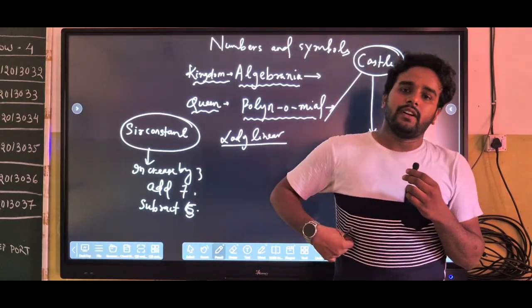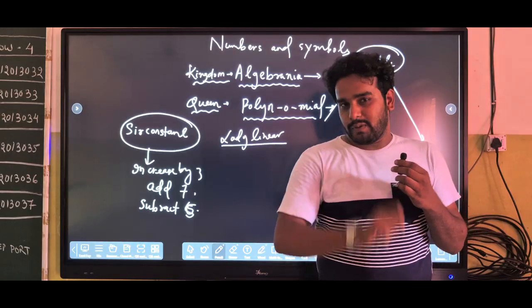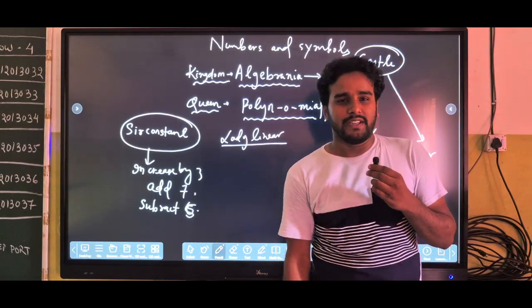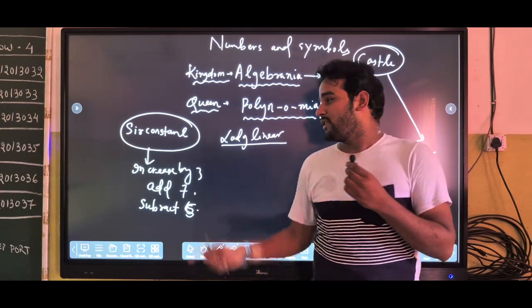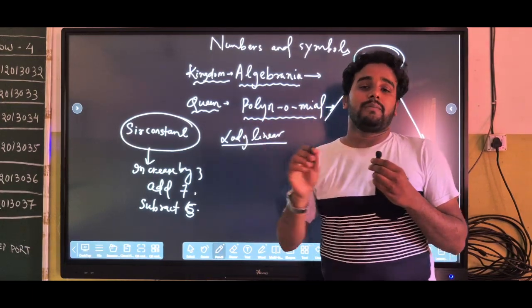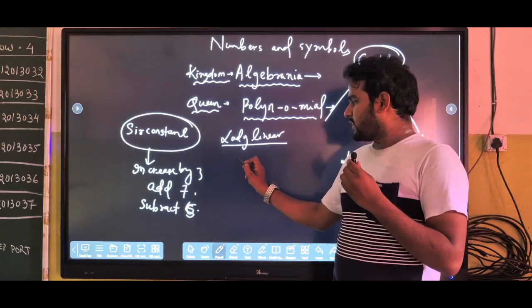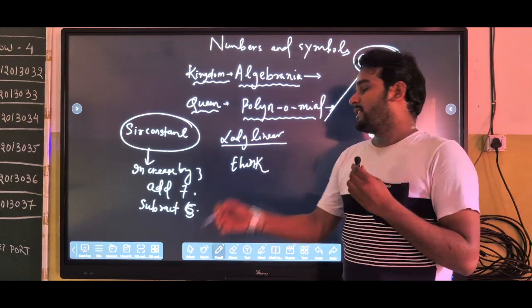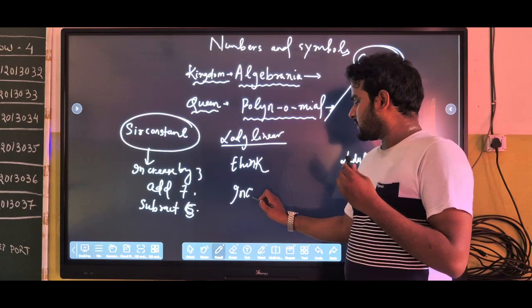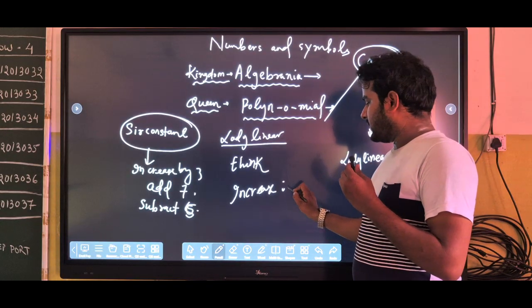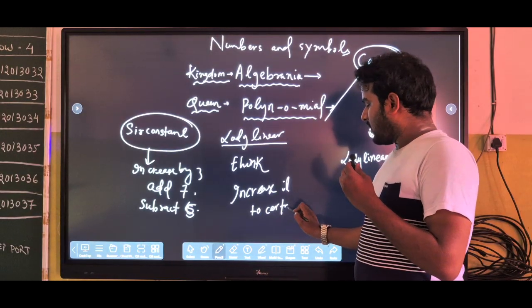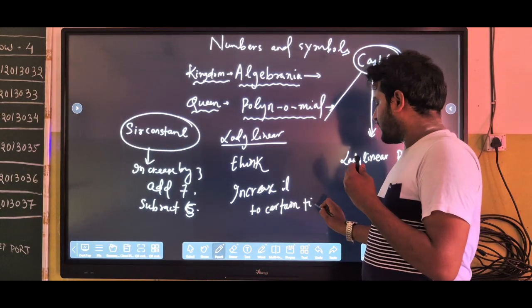Lady linear, whatever she does, is a little bit complicated because she is a lady. So as a lady, she has some complicated work. So what is that complicated work which is predicted by polynomial? The first thing, whatever the number, she will think of a number and she can increase it to certain times or decrease it to certain times.